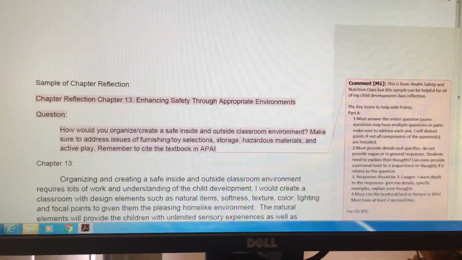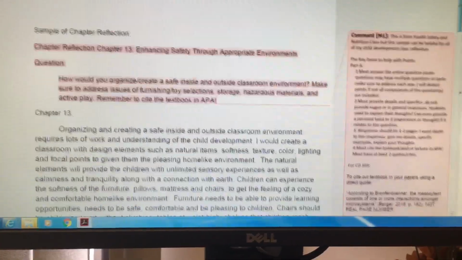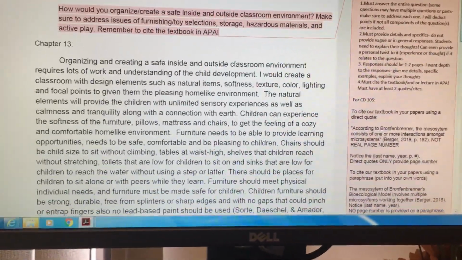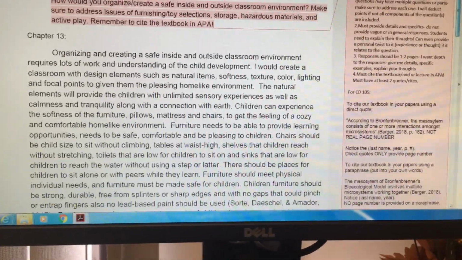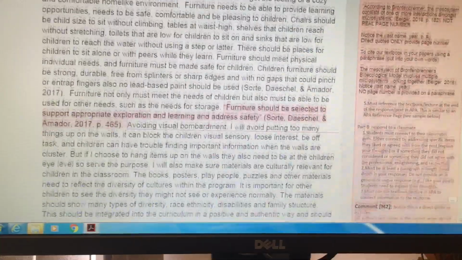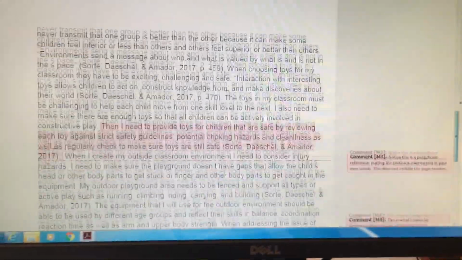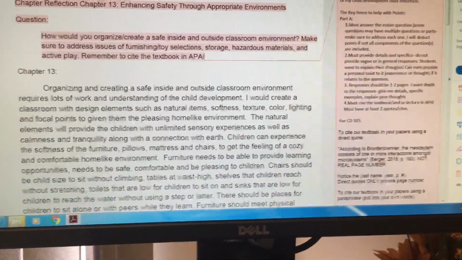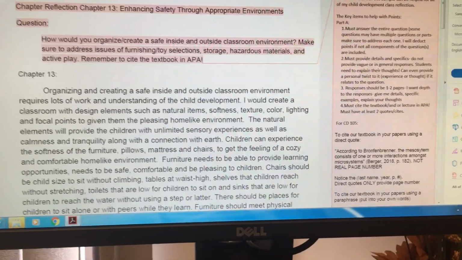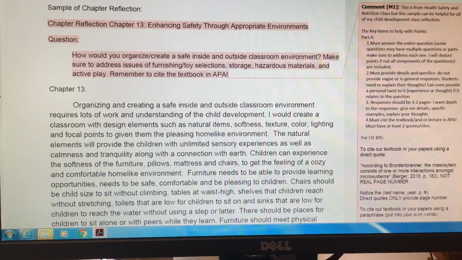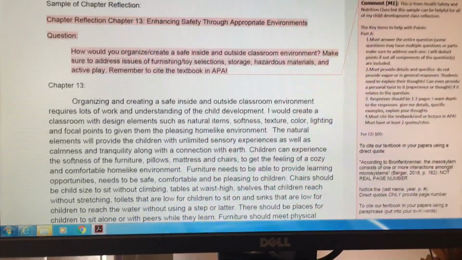Let's go over a sample. This is a sample from another class, but it could still help this class too. This was the question for this chapter reflection, and this was the student's actual response. This student was an overachiever, so gave me a lot of detail. Part A needs to be at least a page to 2-page response in a Word document. You can copy and paste that, put it in the discussion forum, or you can upload the attachment.